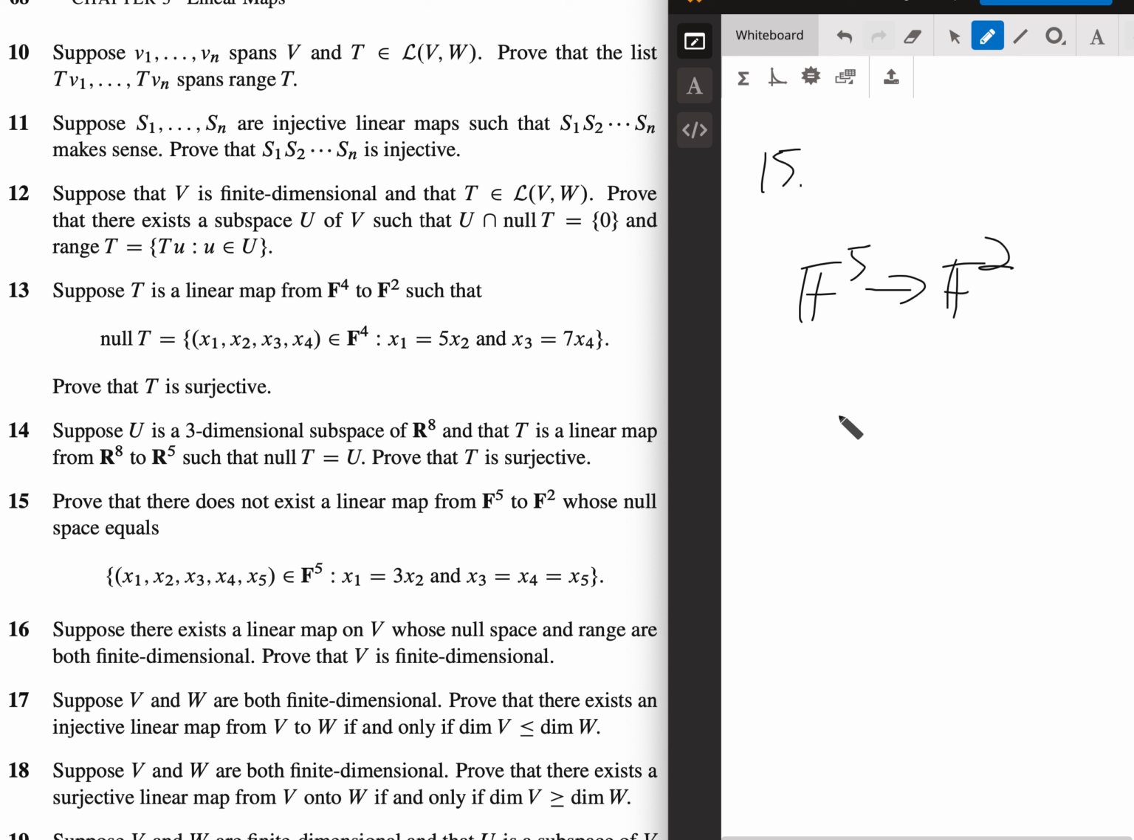So once again, you want to parameterize the null space using your free variables, and among each chain of equalities you want to choose one variable. So x1 equals 3 x2, let's choose x2. x3, x4, x5 are all equal, let's choose x5. These two are free variables, and all the other variables are being parameterized around them. So the span will probably look like this.